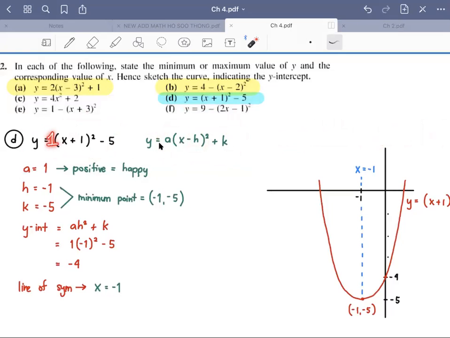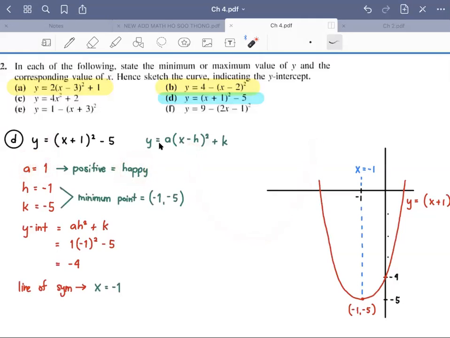a is 1, right? So if our a is positive, again, class, for a, our main concern here is to know whether it is positive or negative. We don't actually need a number here. We just want to know if it's positive or negative. Since this is positive, that means our graph is happy. So it opens upward.